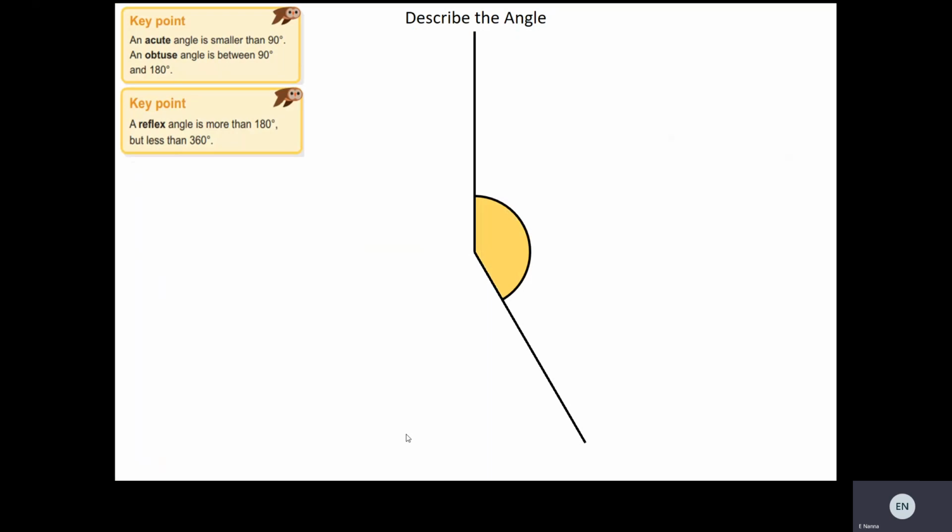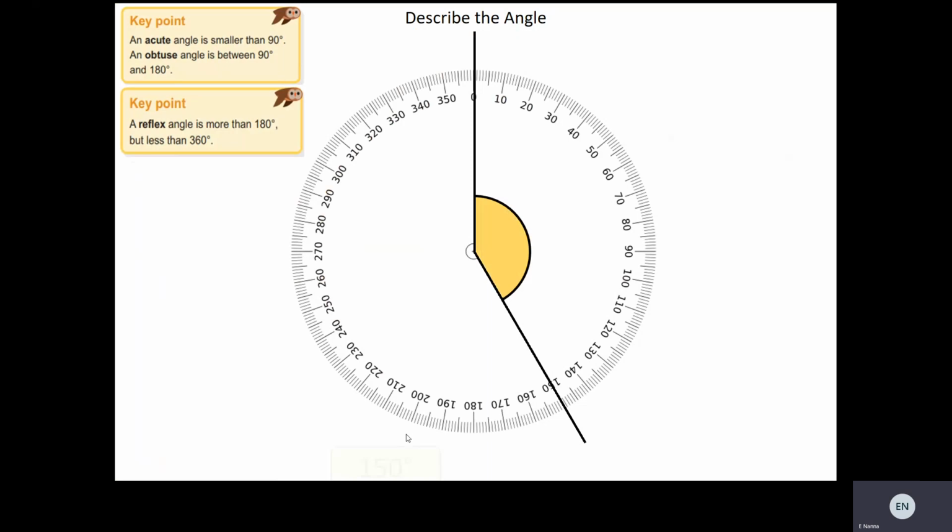Describe the angle. Well done. Hopefully, I'm hoping everyone said obtuse angle. And measuring it, I can see that's 150 degrees. If the protractor wasn't there, you should be able to give a rough estimate.